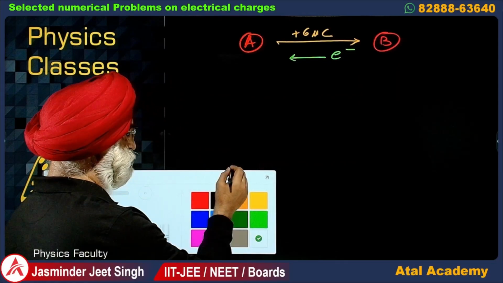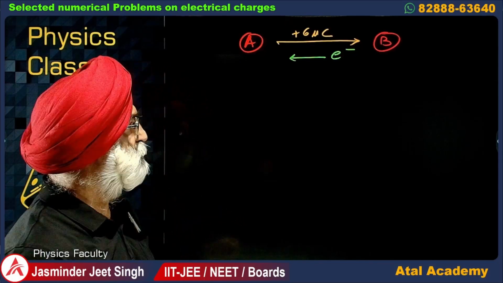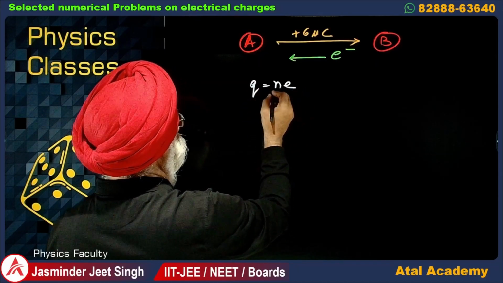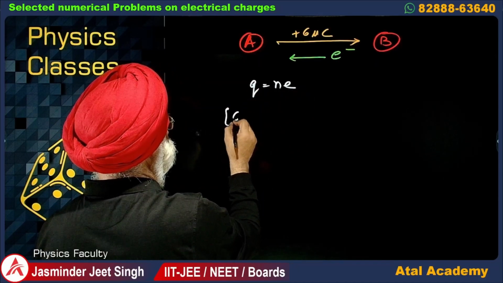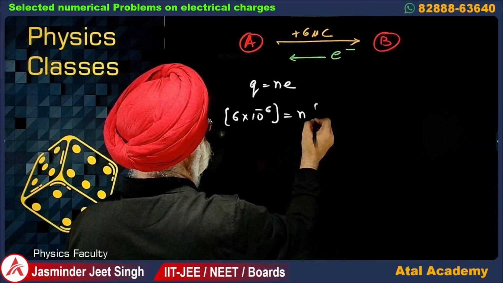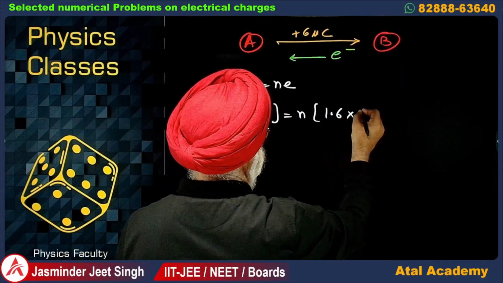We can find out these charges by using the concept of quantization of charge, which states that Q is equal to N into E. Q is 6 microcoulomb, 6 into 10 to the power of minus 6. And N is the number of electrons, and E is the electronic charge, the charge on one electron.